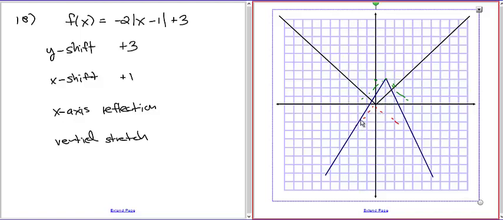So that would be your final answer, and you can see how I've got my parent function. You can see how the blue function is steeper. You can see how it's reflected across the x-axis, and you can see how the center has been shifted, the center being this point of symmetry.